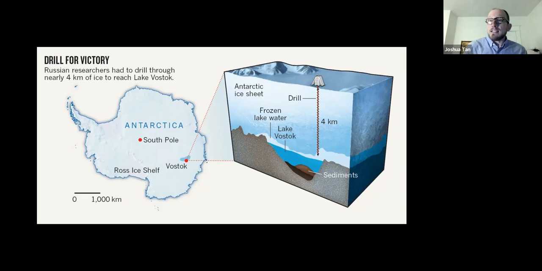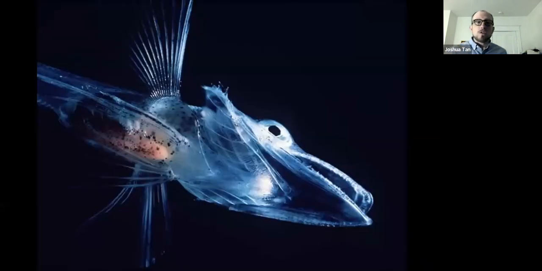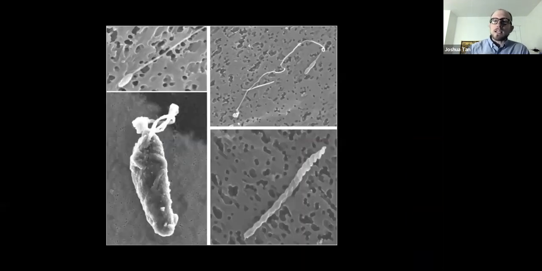This life hasn't been exposed to sunlight for millions of years. And so very strange things have happened. There are still some fish that survive in this lake. They've become transparent and their eyes don't work because there's no sunlight. And there are also some microorganisms that can live near the ice in this lake.